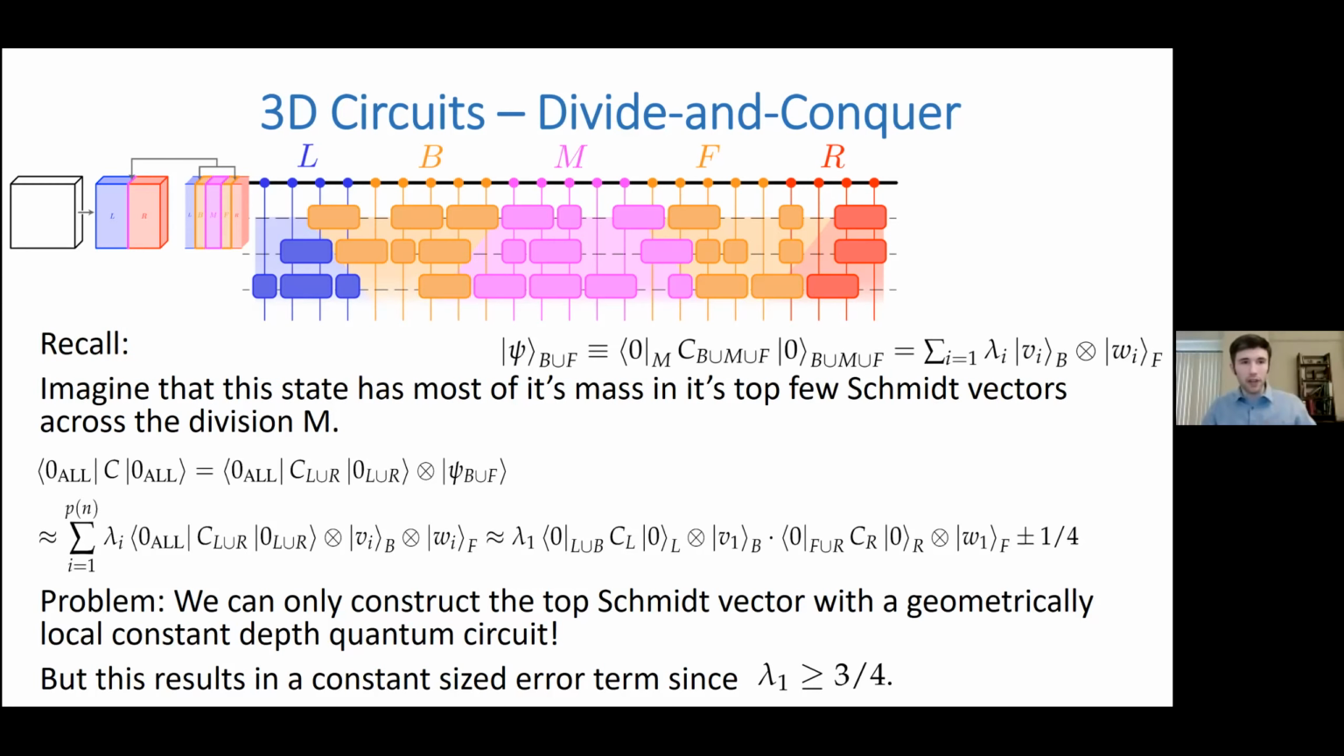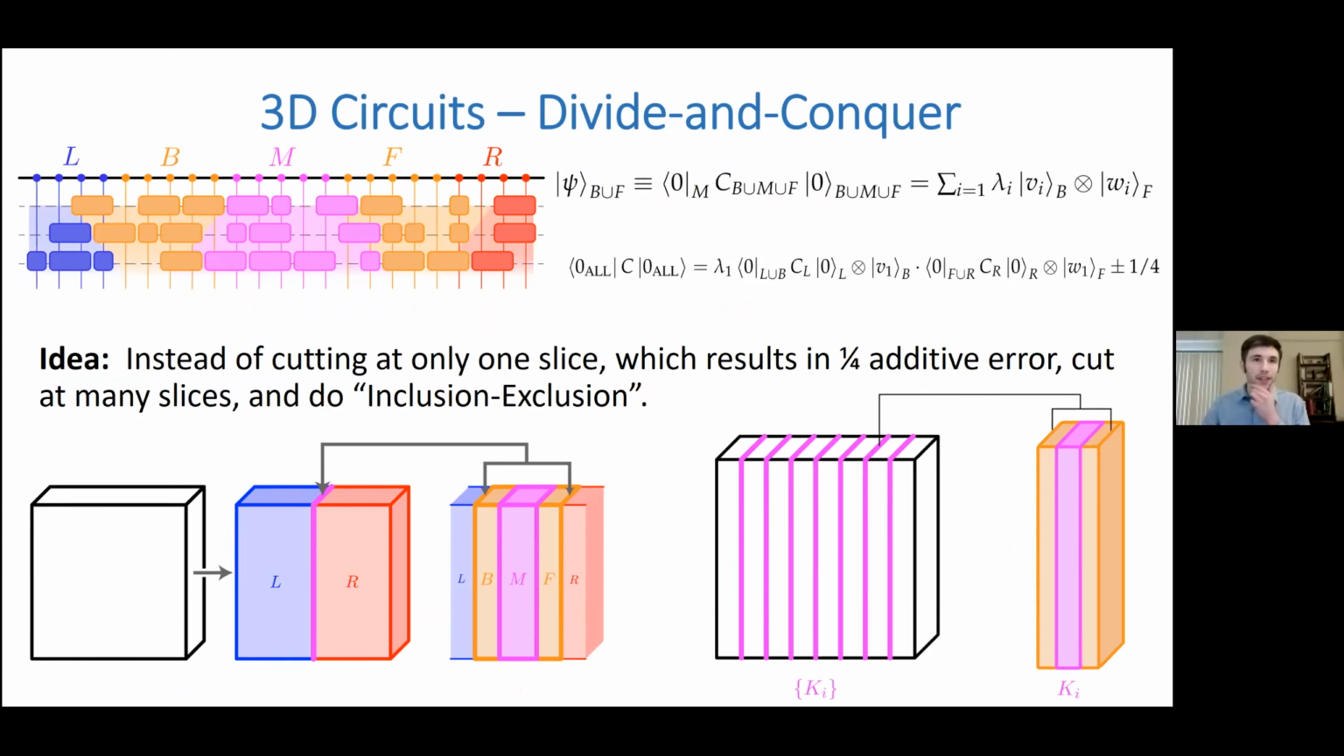So we have to make another big step, which I'll abbreviate quite a bit. The intuition to solve this error problem is that instead of doing a division step about 1 cut of the cube, we actually do a division step about many cuts of the cube, delta cuts, and we perform an inclusion-exclusion process, which I won't go into in detail.